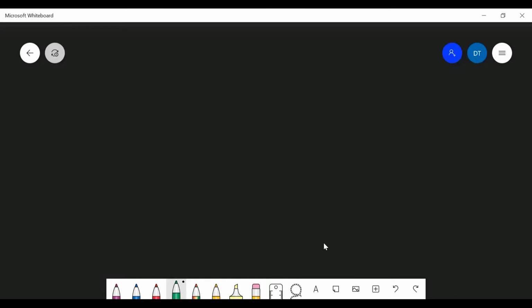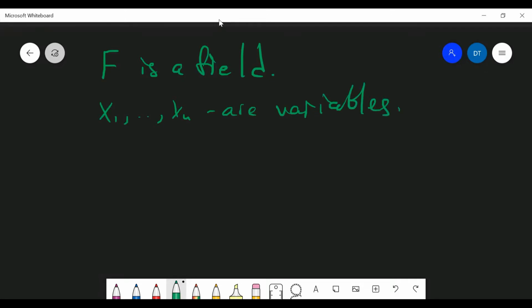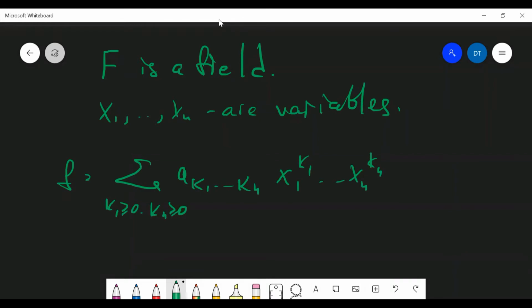Okay, but before we start, let's fix the context. First of all, I will assume that F is a field. Well, now I want to fix several symbols. x1, ..., xn are just symbols or variables, if you wish. And what is a polynomial in several variables with coefficients in F? Well, it's an expression of the form like this. So let me write down the expression, and then I will explain what's going on here. So we multiply variables and then multiply each monomial by a coefficient.